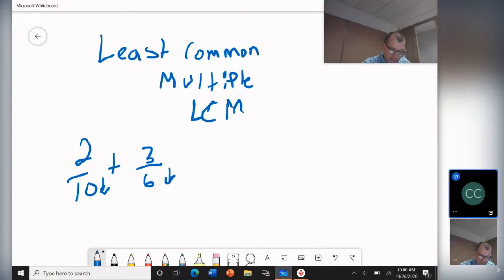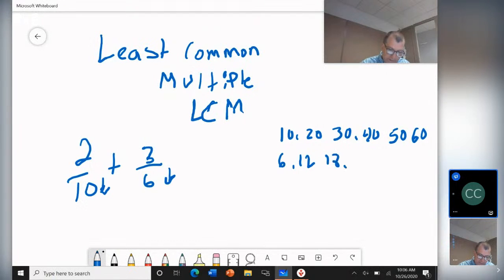So for 10 and 6, we'll do 10 first. We have 10, 20, 30, 40, 50, 60. Okay. And for 6, we're going to have 6, 12, 18, 24, and 30. So we found our common multiple. It's 30. So what we're going to do is 30 is going to be our denominator because we know both 10 and 6 go into 30. So we're going to put 30 down below here.